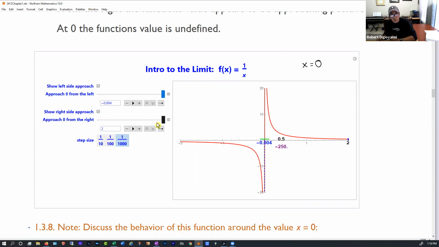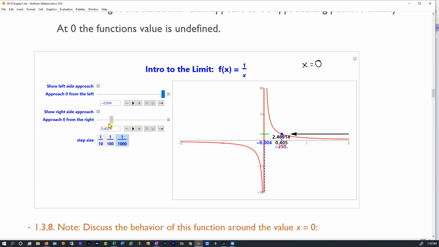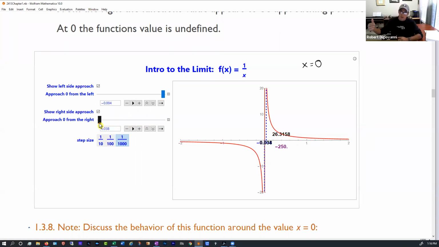Now, Gabriel, you did great with that. So how about if I come in from the right? Does it dive down to negative infinity? No, it's going to go towards positive infinity. That time, yeah, so from the right-hand side, it's headed to positive infinity. Okay, so let's recap. At 0, it's undefined. From the left, it's headed to negative infinity. From the right, it's headed to positive infinity. That clear to everyone?